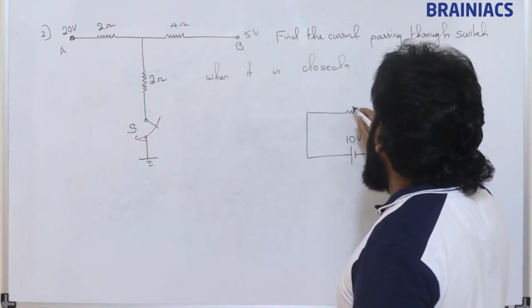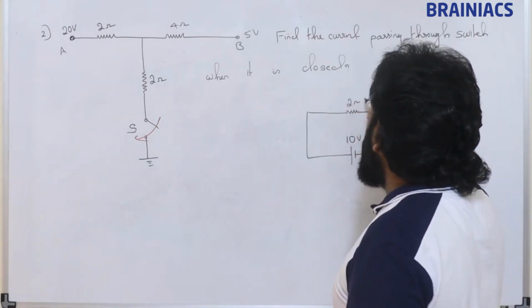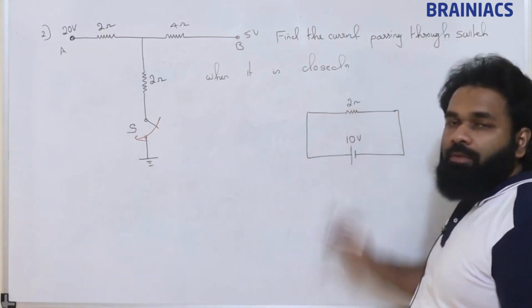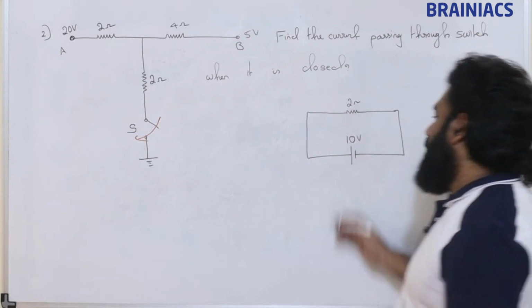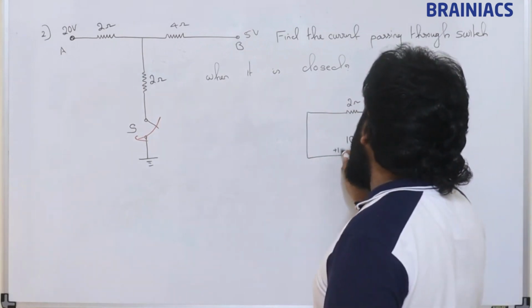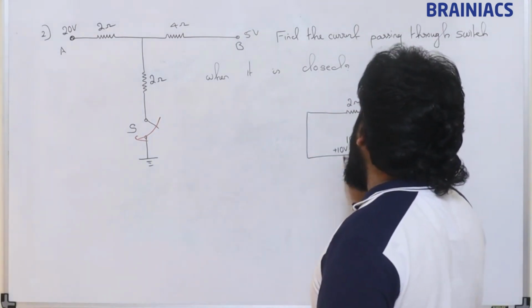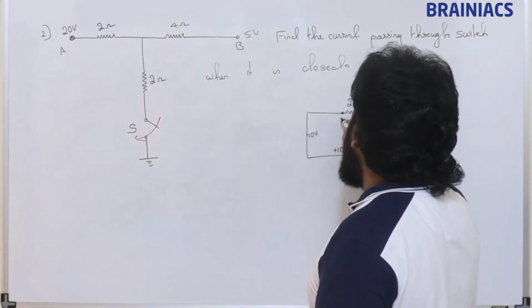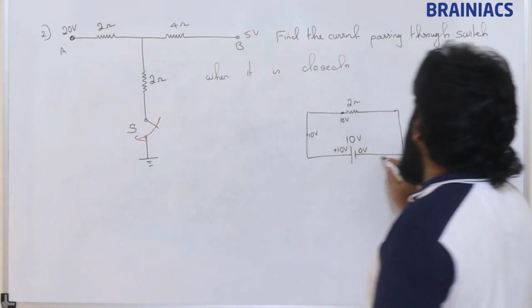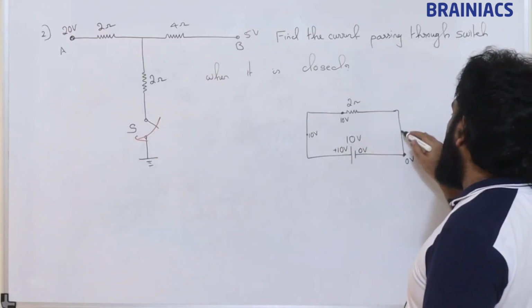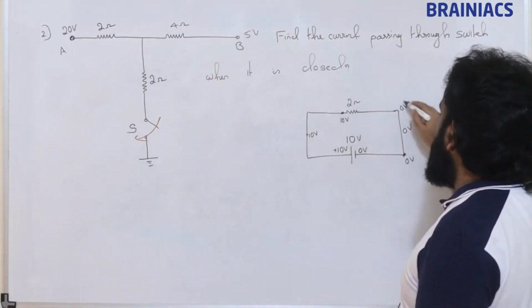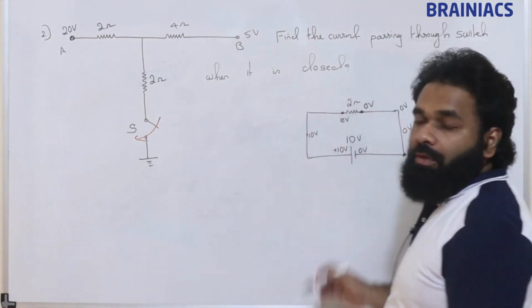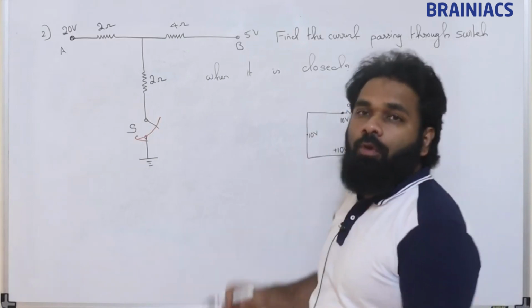If this is 10 volt and this is 2 ohm, we all know the current passing through this will be 5 ampere. Already we have said this is 10 volt and this is 0 volt. So this side is also 10 volt, and here also 10 volt. Here 0 volt, here also 0 volt. In between there is no resistance to eat the voltage.